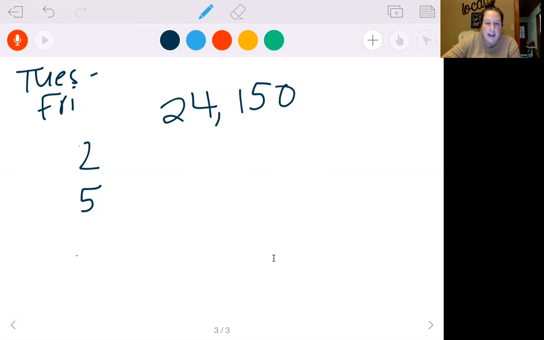Okay, let's go to 9. If the sum of its digits is divisible by 9. Well, I already added them, right? I did 2, 4, 1, and 5 equals 12. I can't divide 12 by 9, so that doesn't work. And then for 6, all I need to do is see that I have a check by 2 and a check by 3, so I can put a check by 6. So in green, I'm going to write the numbers that we can divide by. We can divide by 2, 5, 3, and 6.